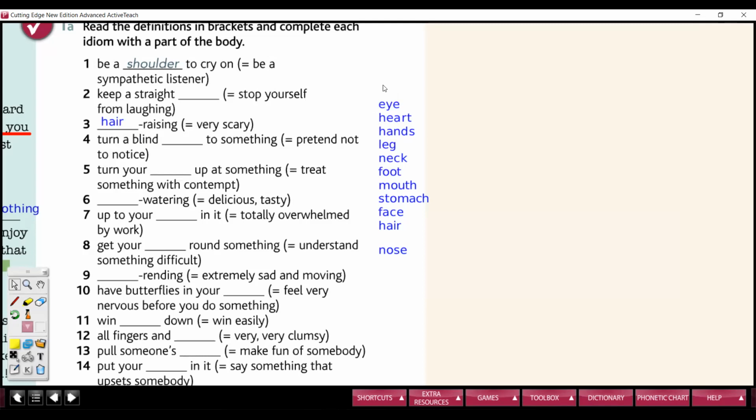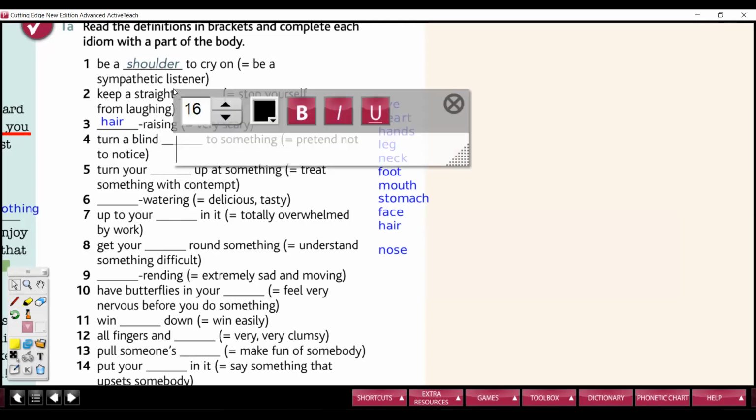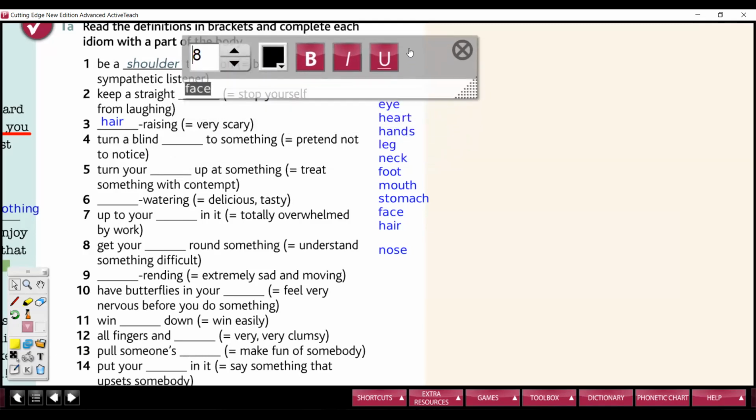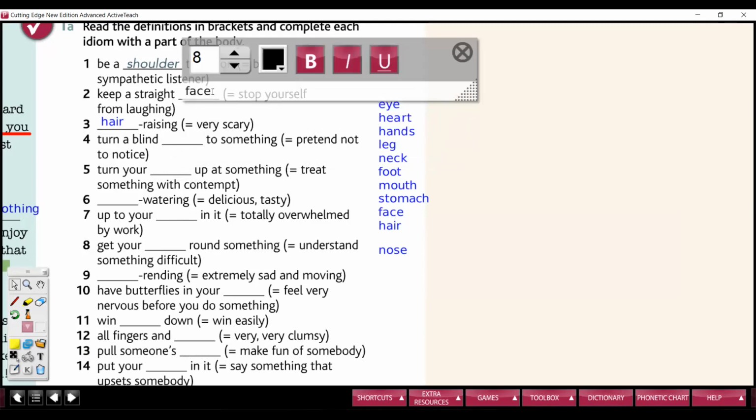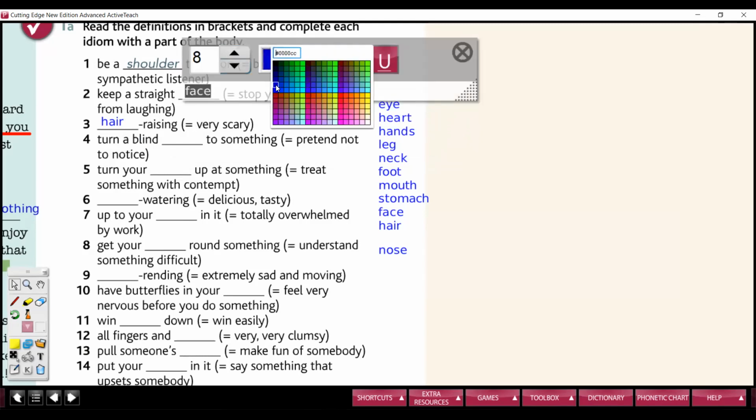Okay, perfect. What else? Miss, number 2, what is? Oh, number 2? Face. Yes. Keep a straight face. Stop yourself from laughing. It's like, okay, stop. Let me put it. Keep a straight face. Okay, good. What else? What else can you guess, guys?